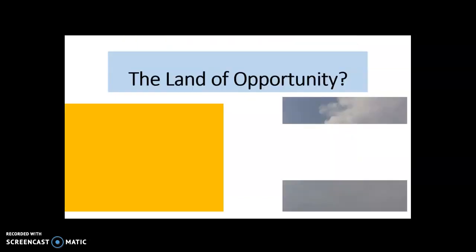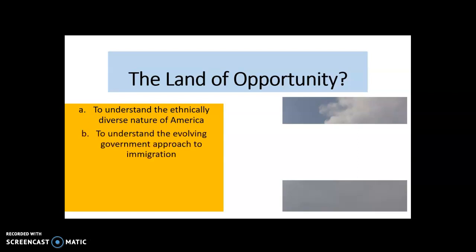So the title today really is about, is America a land of opportunity? But in effect, we're looking at the impact of immigration on American society. Four core aims. I think we've already got some understanding of the fact that America is ethnically diverse, but I just want to revisit that and get you to really embed those key groups in your mind. Again, a bit of a recap, but to understand the government approach to immigration and how that changes over time and maybe why it changes.